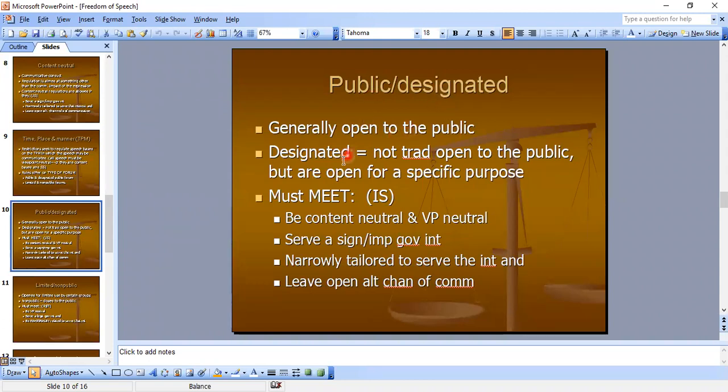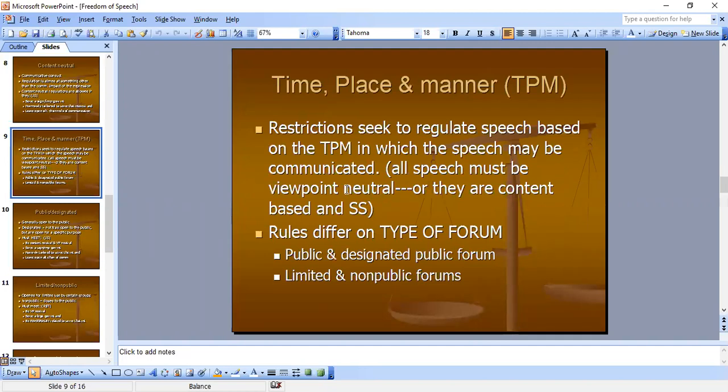Now, the designated public forum means that it's not traditionally open to the public, but sometimes, rarely, it's open for a specific purpose. So it's not always open, but it is for this specific thing, what speech they're trying to make there. Okay, both of them must meet IS, intermediate scrutiny. They both must be content neutral and viewpoint neutral. Remember what I just said. If they're not viewpoint neutral, they are content-based, and you're going to do the strict scrutiny test instead of intermediate scrutiny.